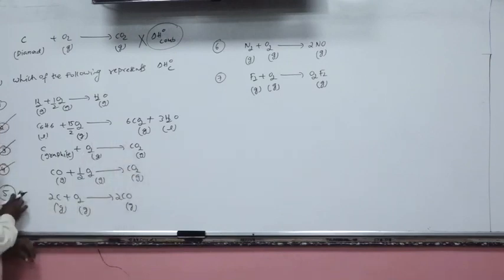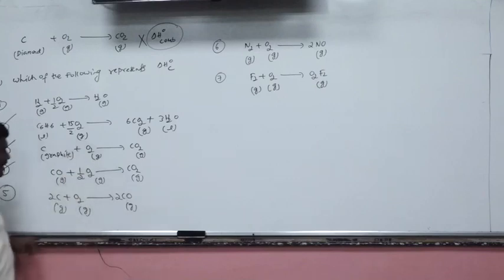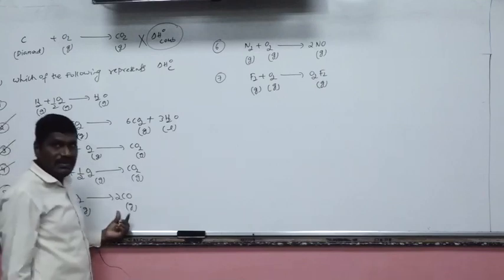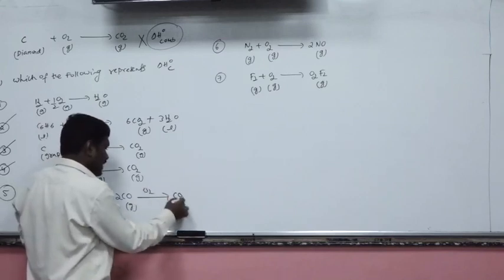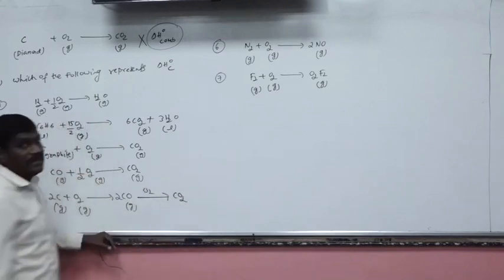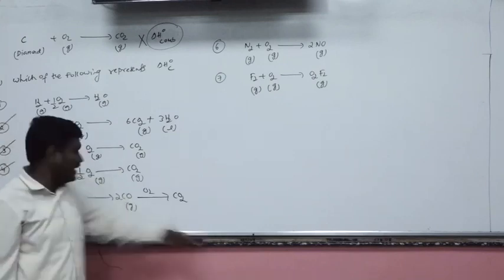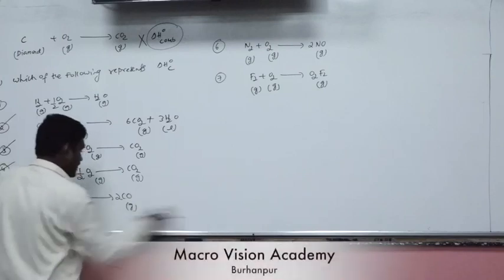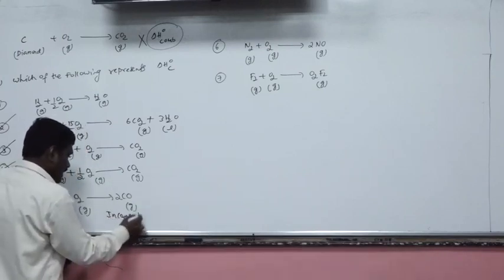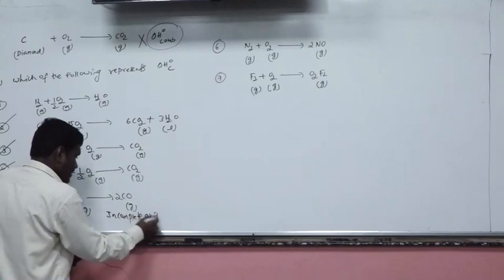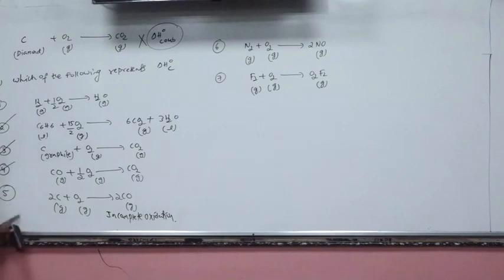Now, the fifth one, carbon gets oxidized to carbon monoxide. Do you know whether carbon monoxide is stable or unstable? Unstable. It further undergoes oxidation to give carbon dioxide. That means the statement should explain complete oxidation, but it is incomplete oxidation, isn't it? So this is incomplete combustion or oxidation, and it does not correspond to standard enthalpy of combustion.